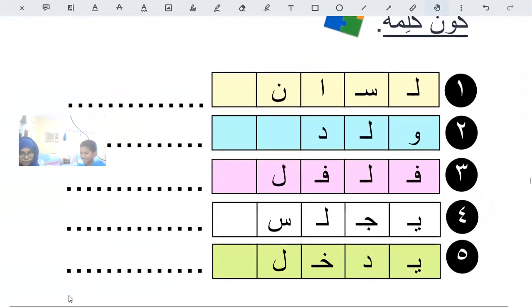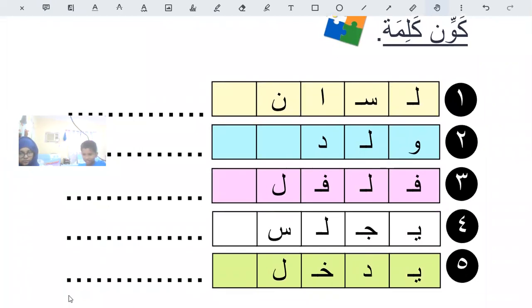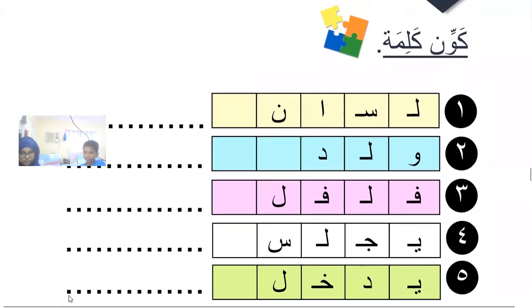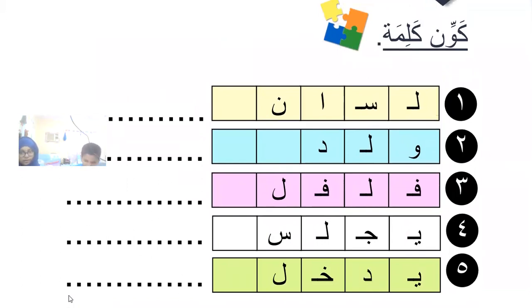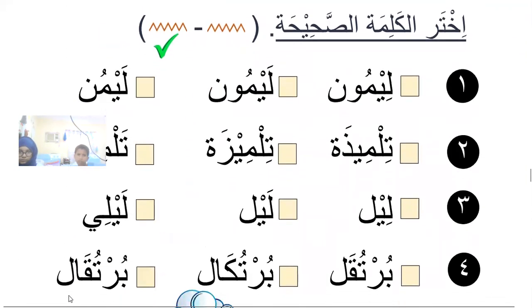Kawin kalima, make the word. Latifa. Lisan, tongue. Good. Walad, boy. Fulful, chili. Good. Yajlisu, he is sitting. Good. Yadkhulu, he is entering. Good. Rian. Lisan, tongue. Walad, boy. Fulful, chili, yajlisu, he is sitting, yadkhulu, he is entering. Yadkhulu, okay. Ikhtar al kalimata sahiha, choose the correct word, Rian.